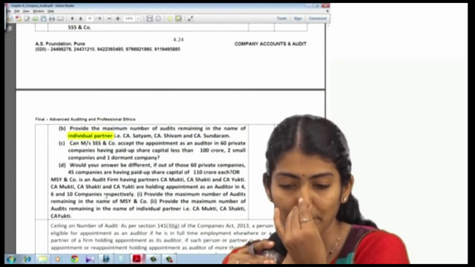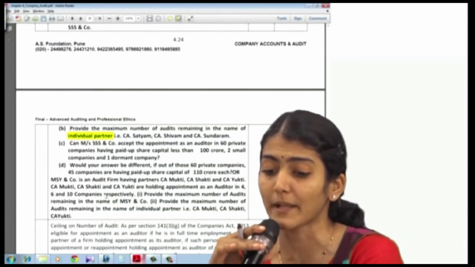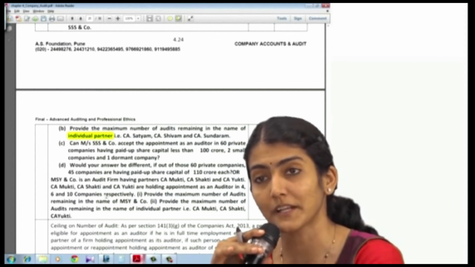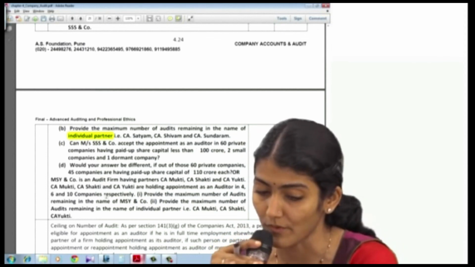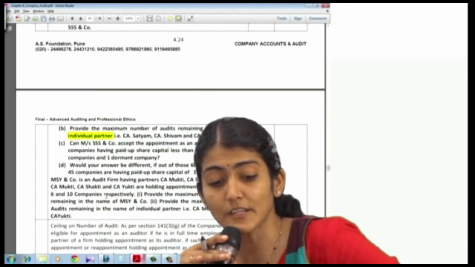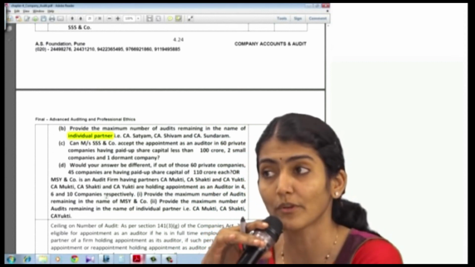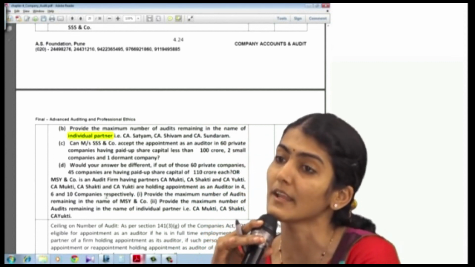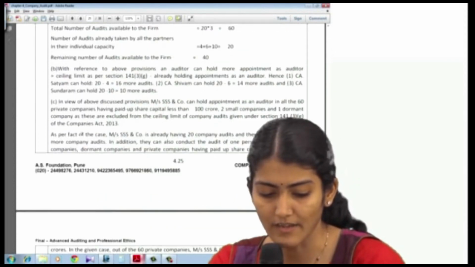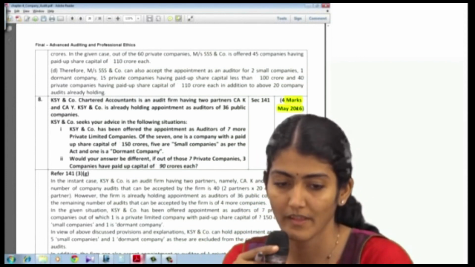Can SSS and Company accept the appointment as an auditor in 60 private companies having paid up share capital less than 100 crore? 2 small companies and 1 dormant company? Yes, not to be counted. So all of these can be accepted. And would your answer be different if out of these 60, 45 are having paid up capital of 110 crore each? Yes, then out of those 45, they could accept only any 40. Yes? Right. Then after that, next one, question number 8, 4 marks, May 2016.